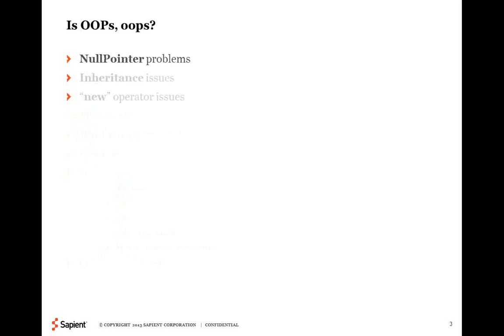So is OOPS really an oops? Something that we all are working on, object-oriented programming, has suddenly no longer been a silver bullet. Some of the problems that we have seen in our day-to-day life are the null pointer problems. On a day-to-day basis, we face null pointer exceptions. Then we try to fix them up: if this is not equal to null, then only do this. But there's nothing like language level support that is provided to us.